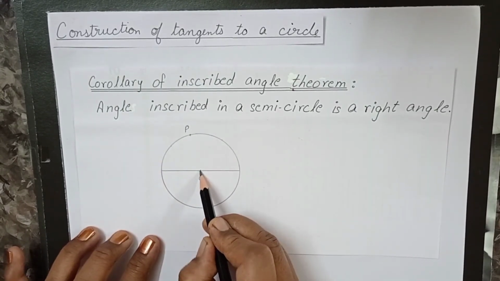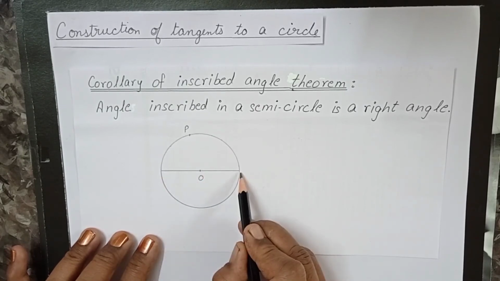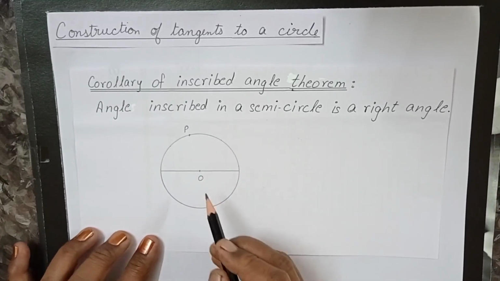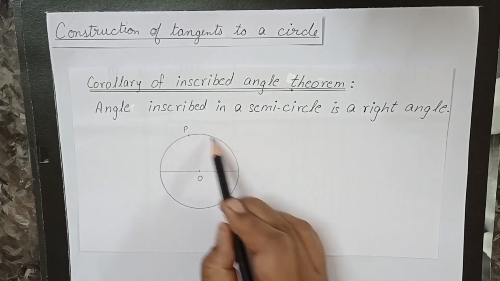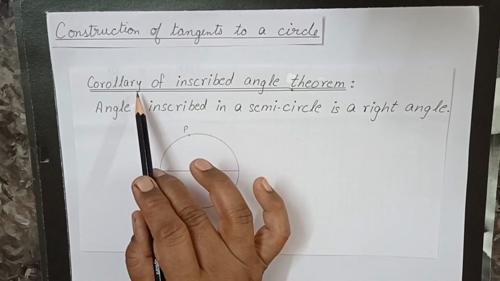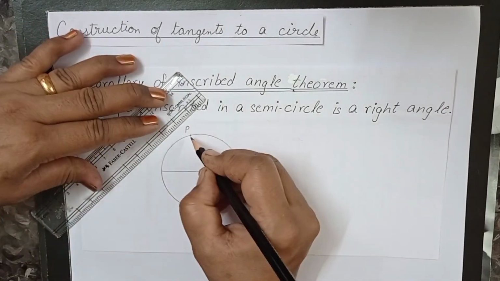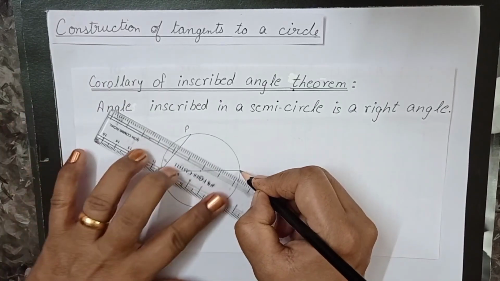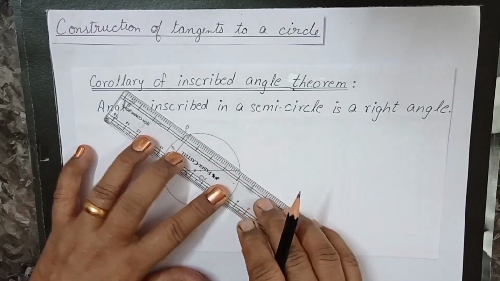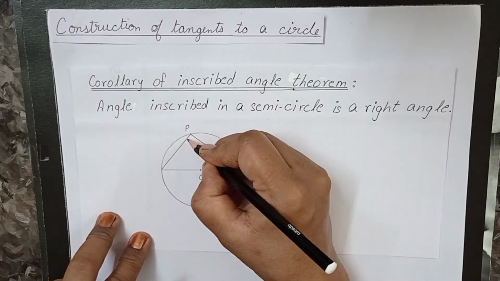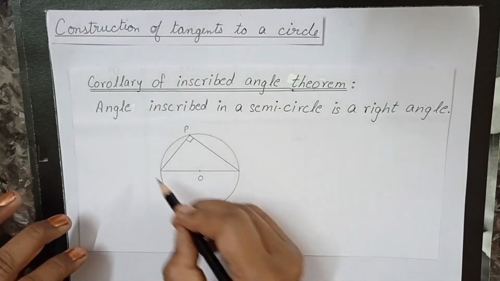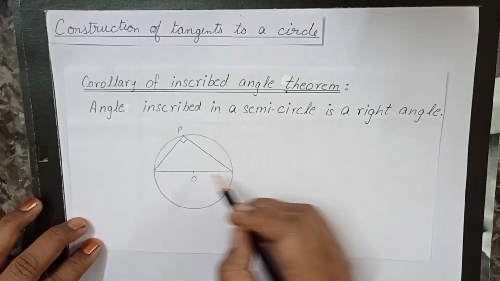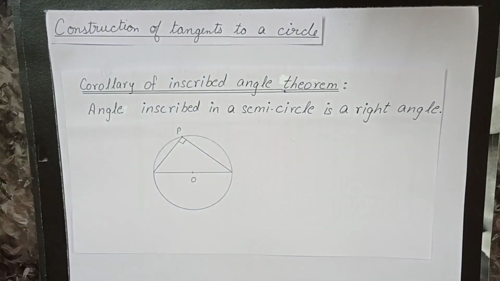If this is the center, then this will be the diameter. The chord which passes through the center is called the diameter. So this is a semicircle. This corollary says that the angle which is inscribed, so let me inscribe an angle, will be a right angle. Anywhere, you take another point and you inscribe an angle, that will also be 90 degrees. So this is another corollary of the inscribed angle theorem.